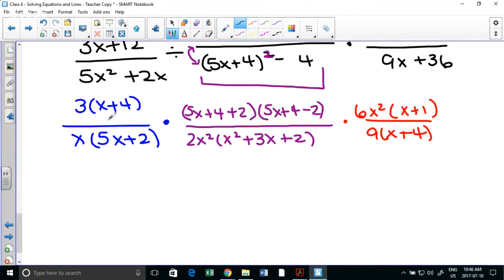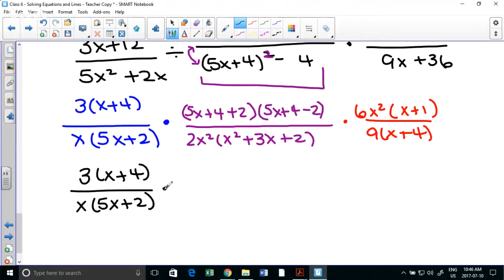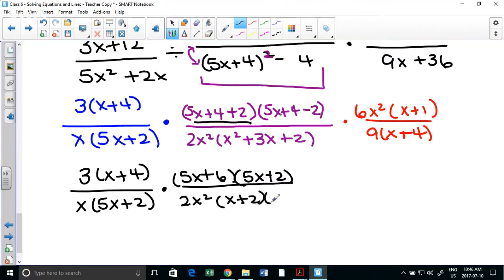I'm just going to rework these. So here, putting this together, we have the 5x, 4 plus 2 is 6. Same thing here, we have the 5x, 4 minus 2 is 2. And then here, you would factor this trinomial. I'm just going to do it a little bit quicker.